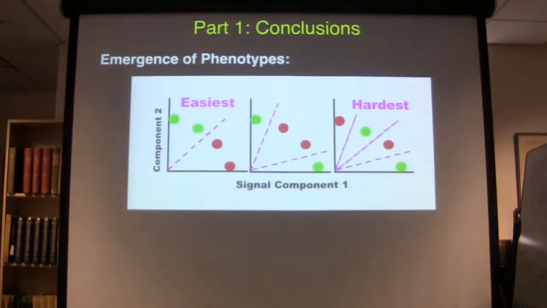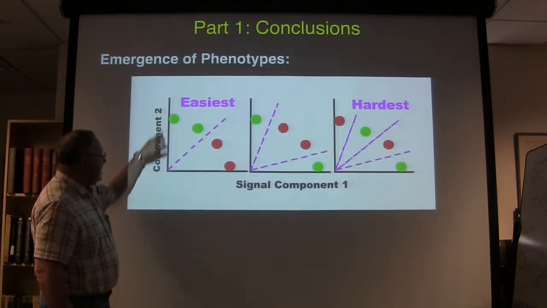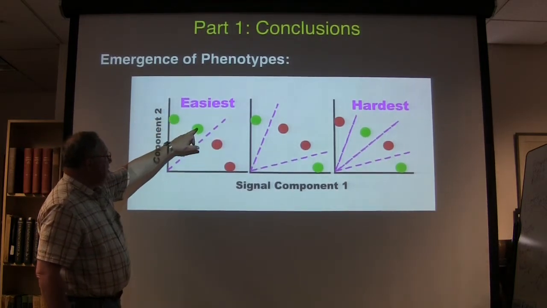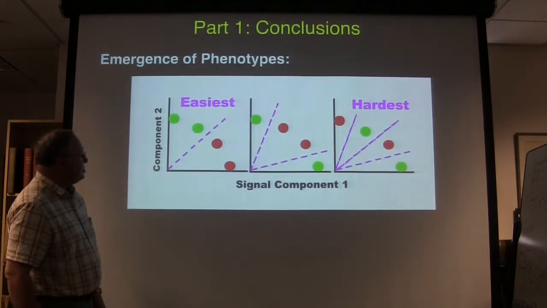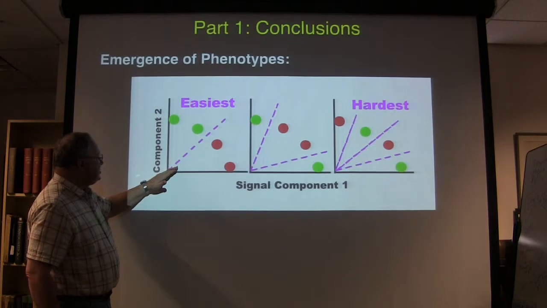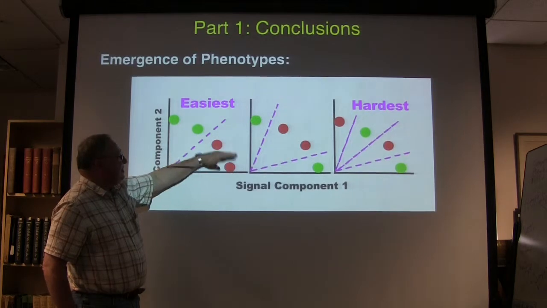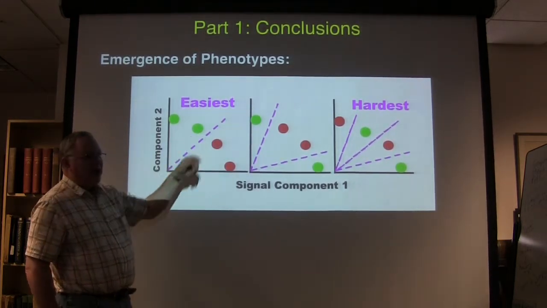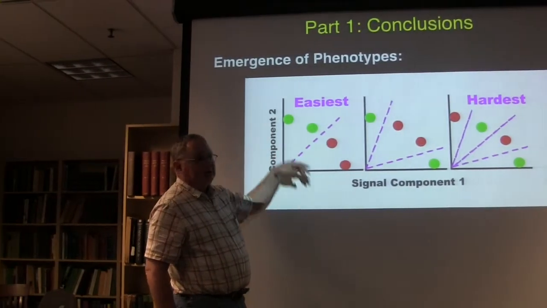So the conclusion was that the emergence of phenotypes depends on the perceptual task. For example, in the signal space, if that's component 1, that's component 2, and here you've got niche 1, niche 2, niche 3, and niche 4, and 1 and 2 are good and 3 and 4 are no good, then all you have to do in this space is draw a line like that and say everything above here I like, everything below here I don't like. So in a sense, in your brain, you have to evolve to be able to divide the space into 2.